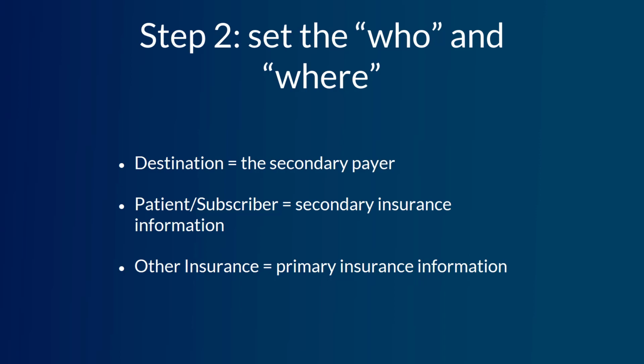Now, when you get to the other insurance area of the claim, that is where you can put in the primary insurance information. Sometimes people find this confusing. If it helps, the other insurance, other payer, other subscriber, other patient, anything marked as other is for a payer you are not currently billing. So when you're billing a secondary, the secondary is in the main areas, primary is in the other areas.